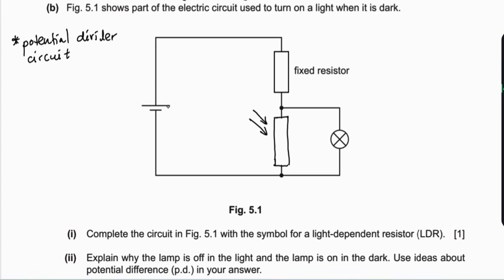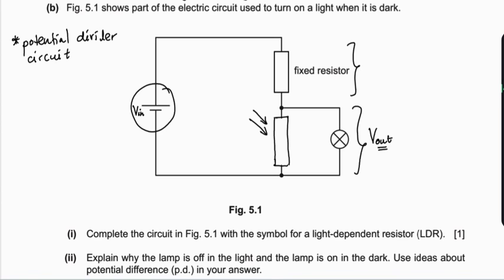Right, we see here we have some source of power, so we can call this V in. So V in is actually shared between this portion and this one. Across the LDR and the lamp, we can have our V out, the voltage out. We know we'll always have the same voltage because they're in parallel.